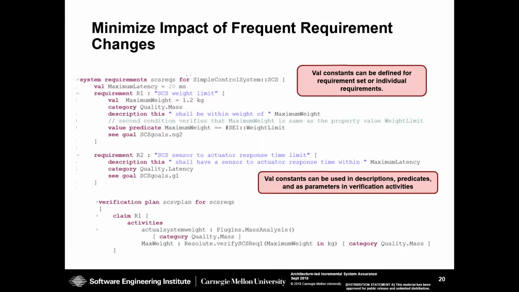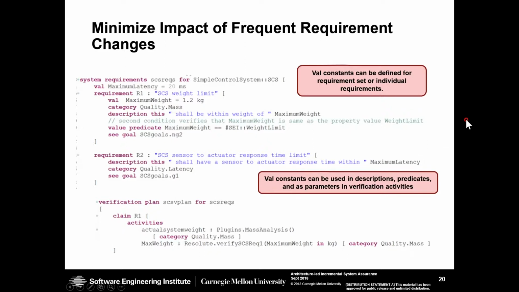Individual requirements are illustrated here. So I have a requirement set for a particular system called simple control system. And by the way, the simple control system is an example that is available on the ELISA website.